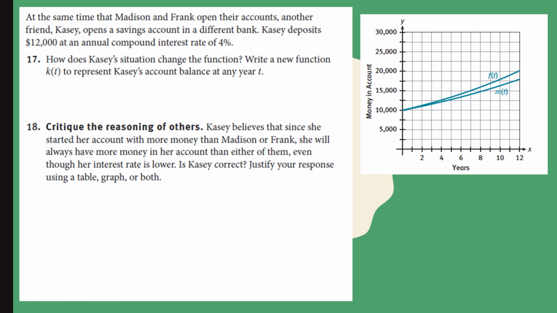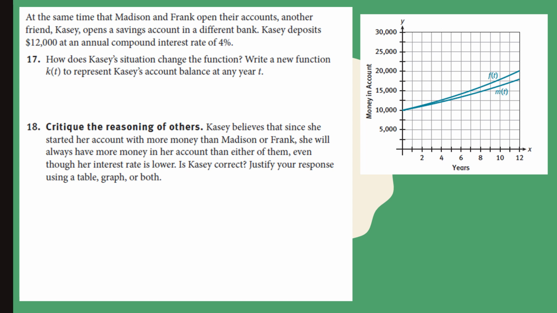So now it says at the same time that Madison and Frank open their accounts, another friend, Casey, opens a savings account in a different bank. Casey deposits $12,000 at an annual compound interest rate of 4%. So how does Casey's situation change the function? Write a new function, K of t, to represent Casey's account balance at any year t. I'm going to let you have a chance to pause it, try writing your own function. Let's see how it went.